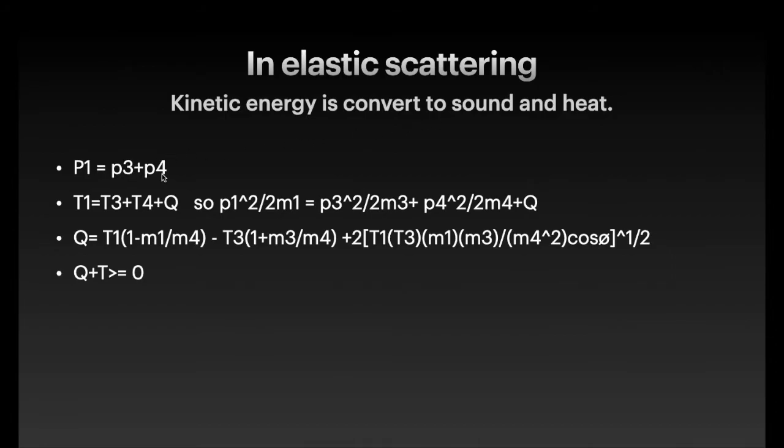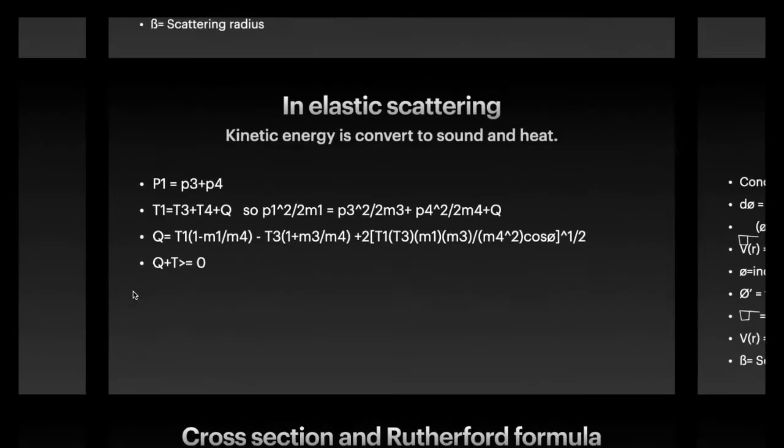P1 is P3 plus P4, T1 is T3 plus T4 plus Q, where Q is the Q factor, the kinetic energy of sound and heat. So P1 square by 2m1 is equal to P3 square by 2m3 plus P4 square by 2m4 plus Q, where Q is T1 (1 minus m1 by m4) minus T3 (1 plus m3 by m4) plus 2 square root of T1 T3 m1 m3 upon m4 square cos theta. Q plus T is greater than or equal to 0.